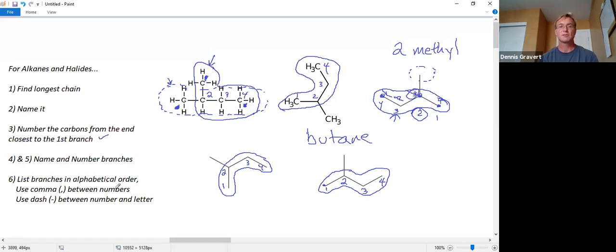Step 6, put all the prefixes in front. Well, that's a 2-methyl.